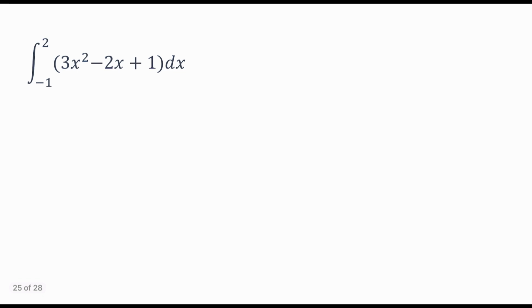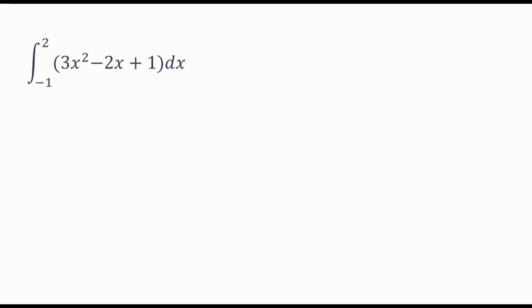All right, so let's take a look at another example. In this example, I want to find the definite integral of 3x squared minus 2x plus 1 with respect to x. That's what dx means. And in this case, my lower bound is -1 and my upper bound is 2. So let's go ahead and get started.